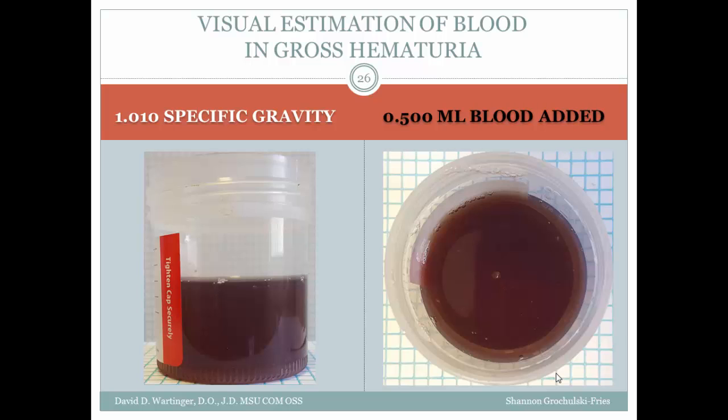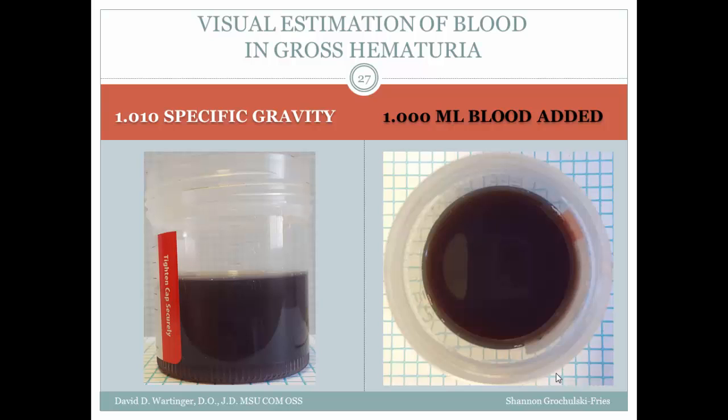Specific gravity 1.010 with 0.500 milliliters blood added. The specimen became dark brown-red in color from both views. Specific gravity 1.010 with 1.000 milliliters blood added. Both views of the specimen became black in color. Patients describe this specimen as, quote, pure blood, unquote.